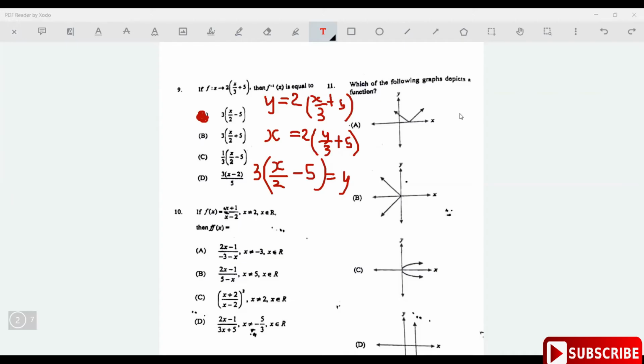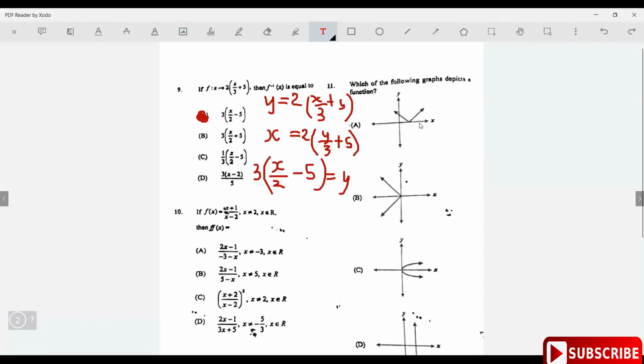So let's do it on a wide screen, so we get a little bit more space. So we have f of x is equal to 4x plus 1 over x minus 2. Let me hope that this is the right thing I typed. Let's just check it one last time: 4x plus 1 over x minus 2. Good. So now we need to find f of f of x.